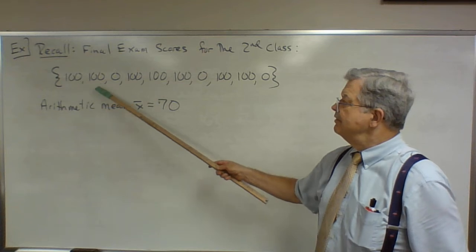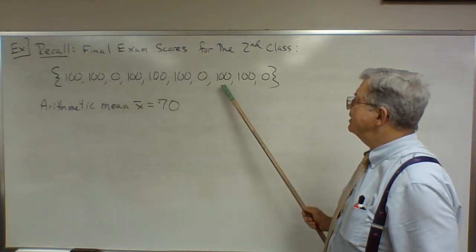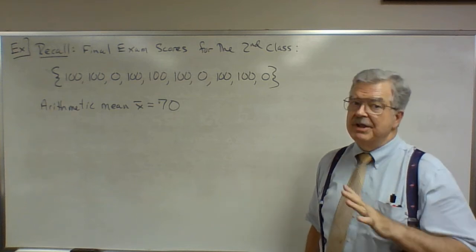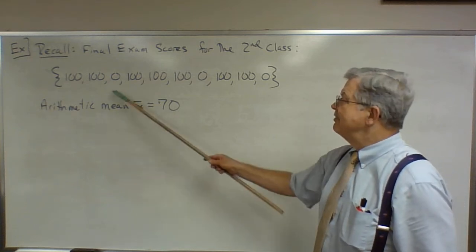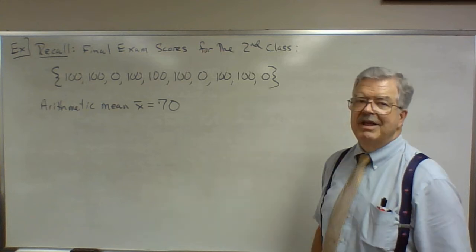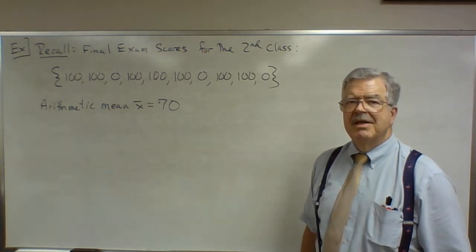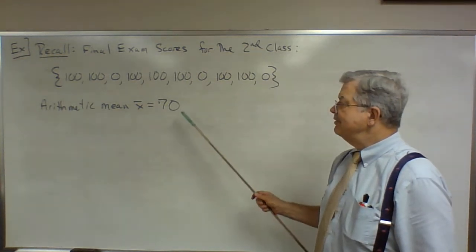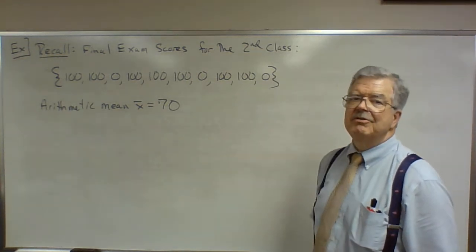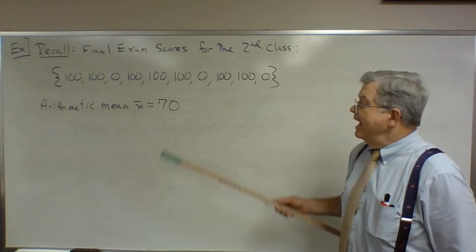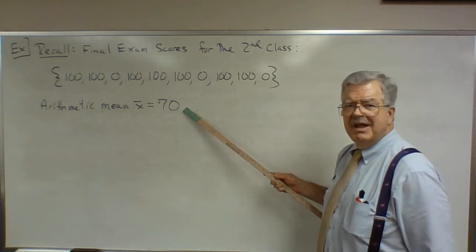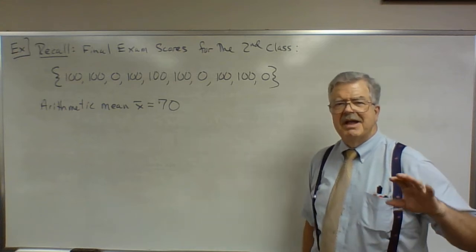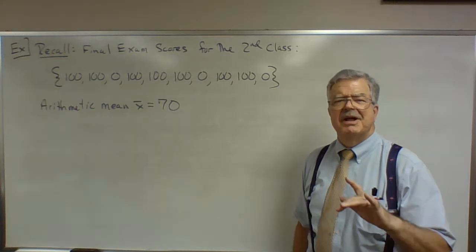We have 1, 2, 3, 4, 5, 6, 7 100s in a class of 10. That's pretty good. And then we have 3 zeros in a class of 10. Ooh, that's not good at all. So the reality is we have 7 really good students and 3 students who are doing poorly. And the arithmetic mean doesn't tell us that at all. It just makes us think that all of the students are average, typical, not too good, not too bad.